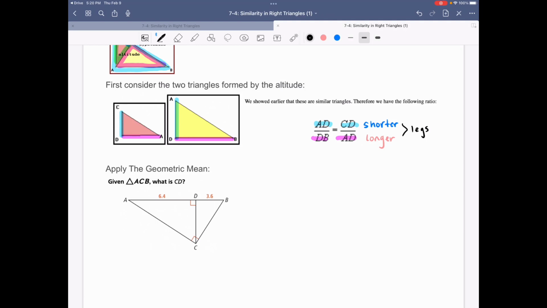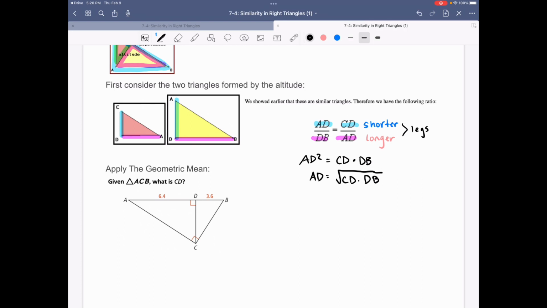So we can prove the geometric mean because when we cross multiply these, we would get AD squared equals CD dot DB, and that would mean that AD would equal the square root of CD dot DB. Now we're going to apply that to this next problem.